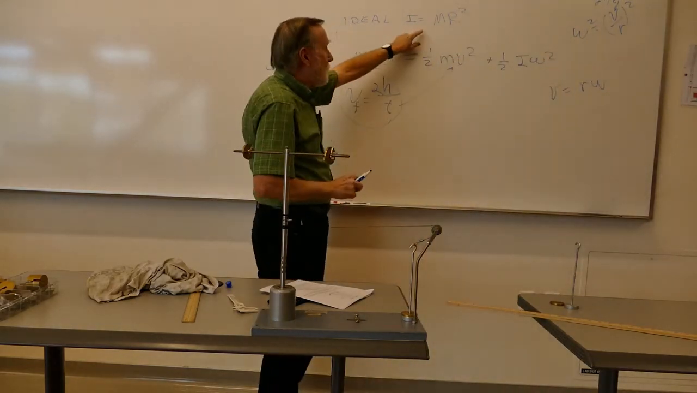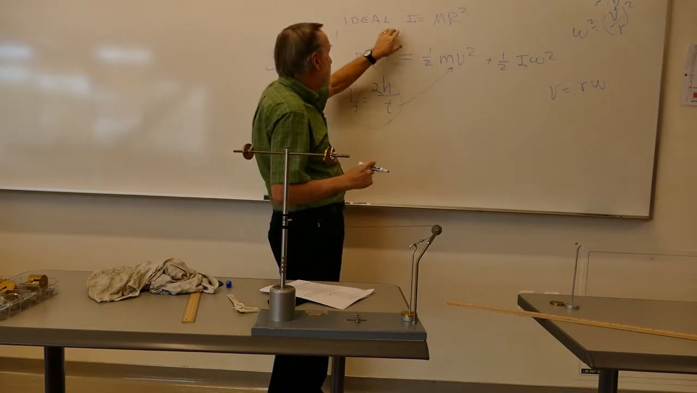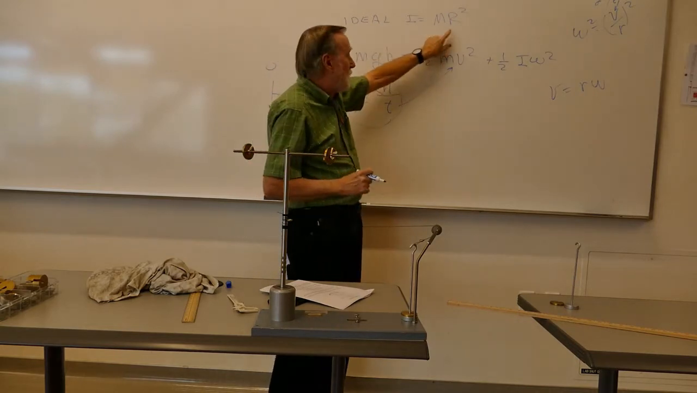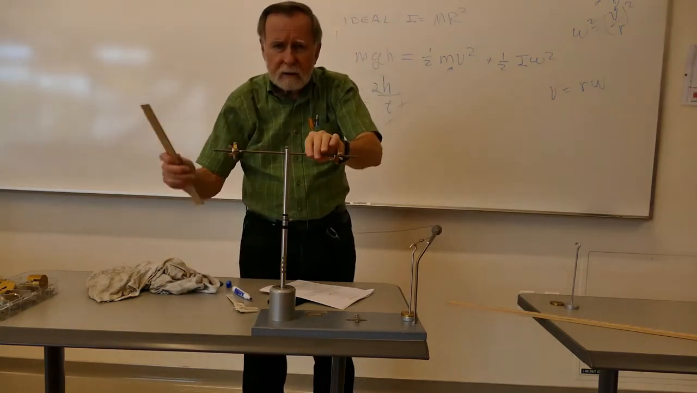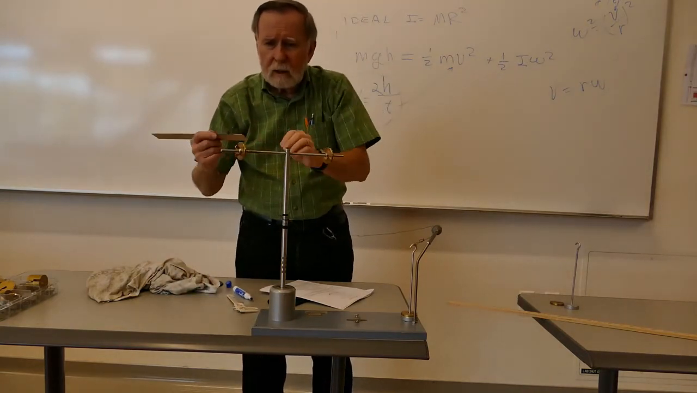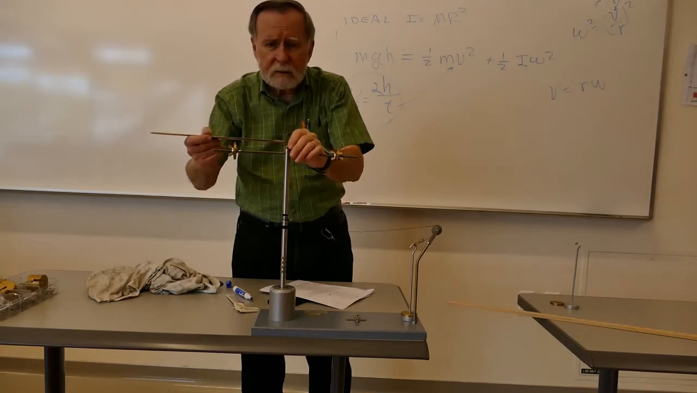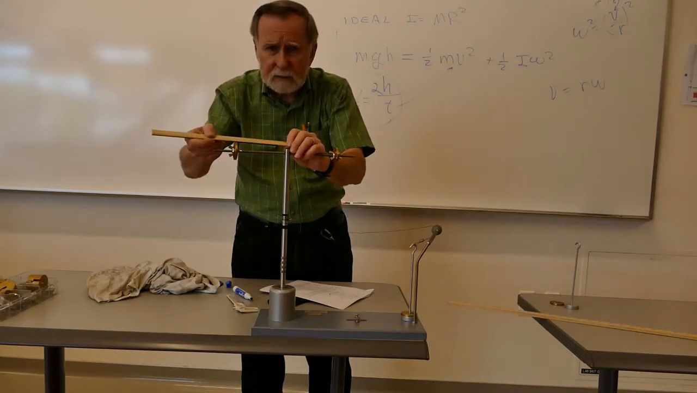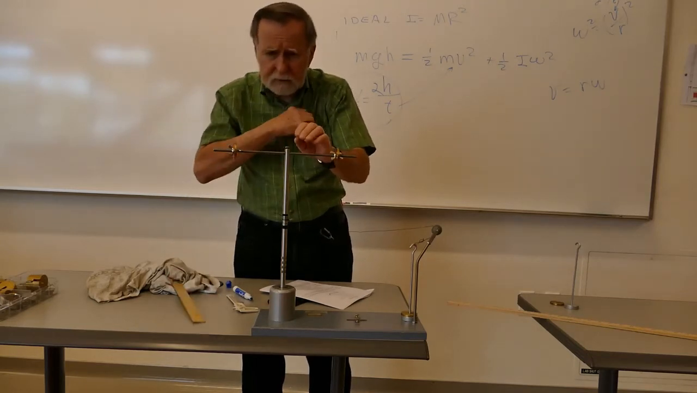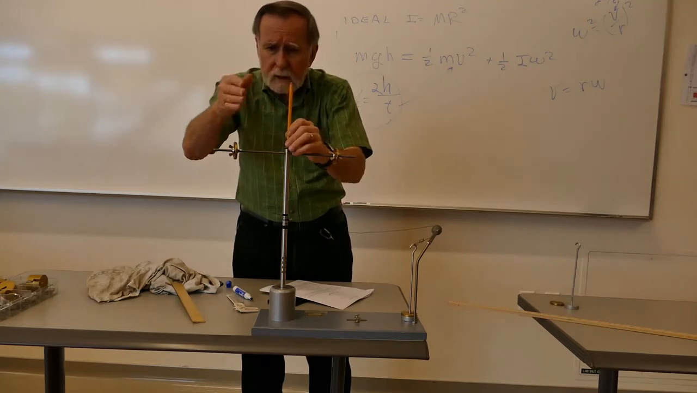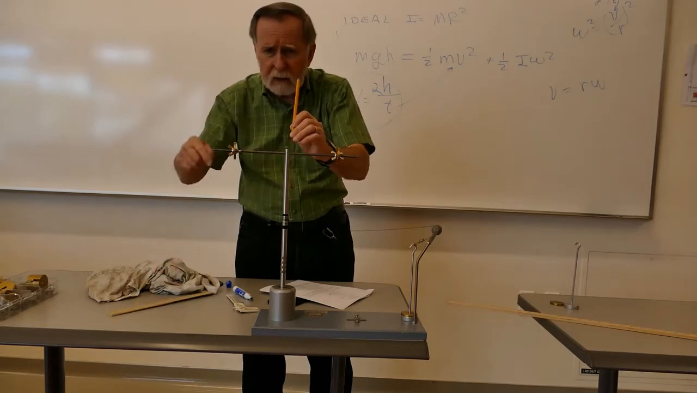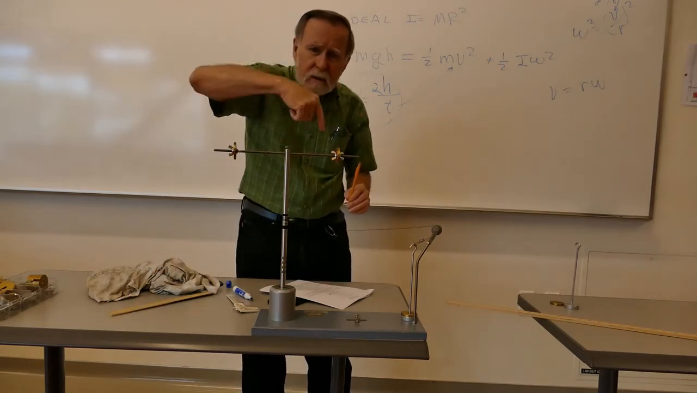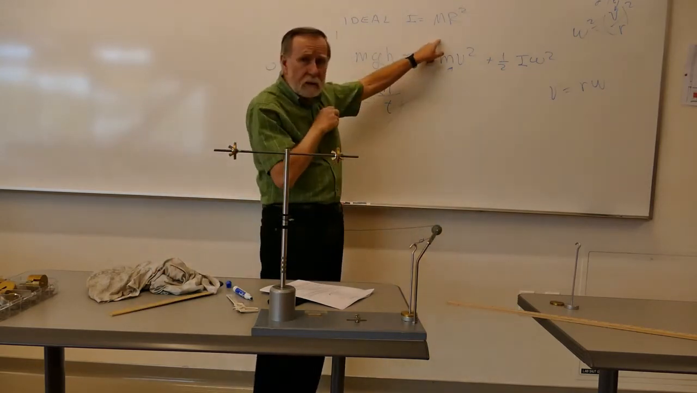Now, this r, in the ideal moment of inertia, is the radius of the circle that these things are going around. Your lab instructions call for 12 centimeters, so I've already pre-measured this to be 12 centimeters from the center of the shaft to the rotating mass. The center of the rotating mass is 12 centimeters. That's capital R for mR squared.